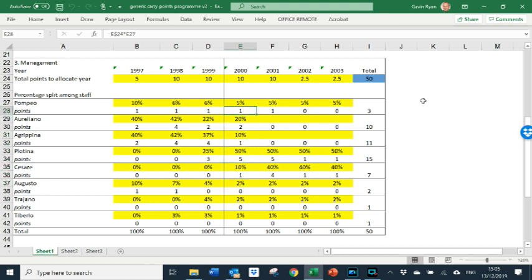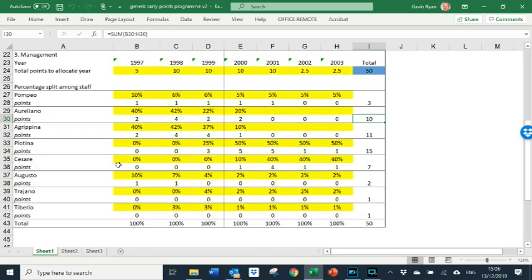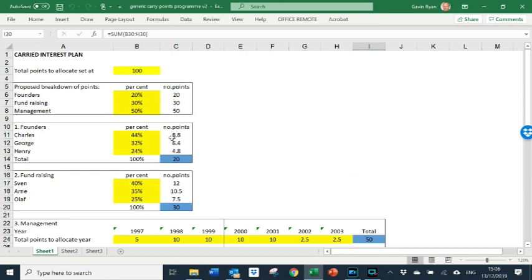So by the end of it, Pompeo will have matured 3 points, Aureliano 10, Agrippina 11, Plotina 15, Cesare 7, Augusto 2, Traiano 1, and Tiberio 1, and that adds up to 50. And so when the carried interest starts to arrive, each check of carried interest will be divided pro rata according to the number of points. So for example, Pompeo will get 3% of the carry of that check, Aureliano 10% of that check. If we go back to Charles, he will get 8.8% of that check, and Sven 12% of that check. So that's more or less how a carried interest system works.